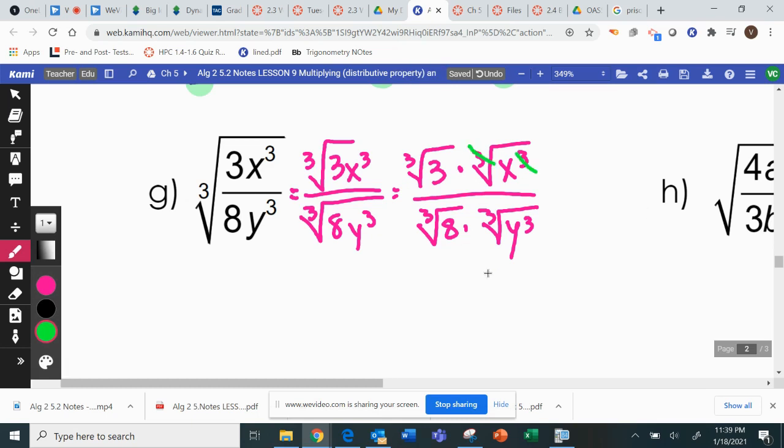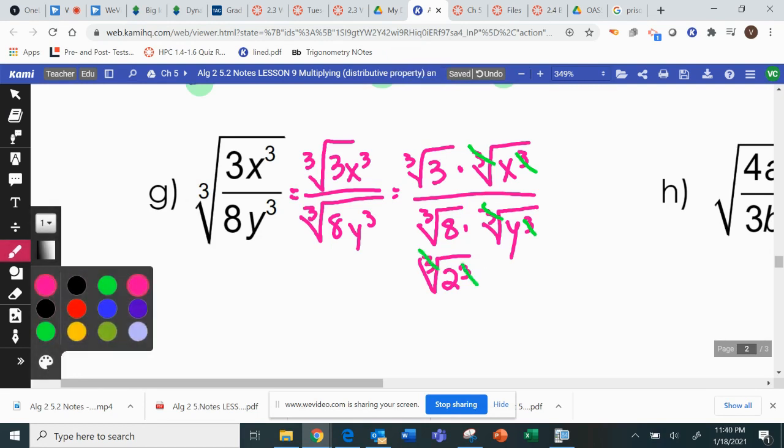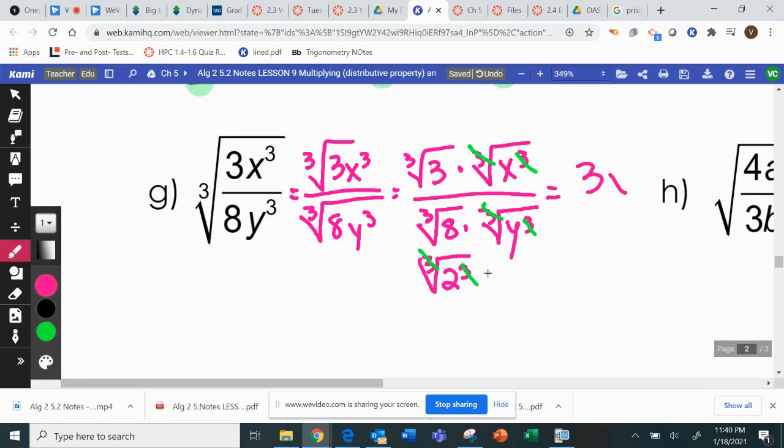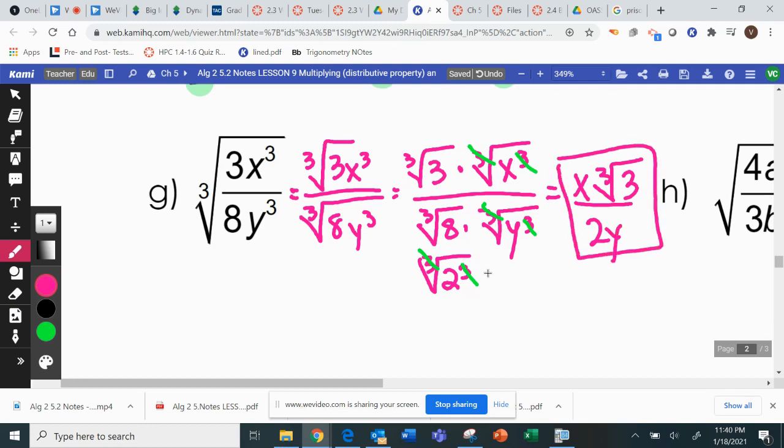Well, that cancels. That cancels. 8 is the same thing as third root of 2 to the 3. So that cancels. We get 3x over, nope, we don't. Just kidding. Let's start that again. We get x, and then the third root of 3. And then on the bottom, we get 2y. This is done because I don't have a radical in my denominator.